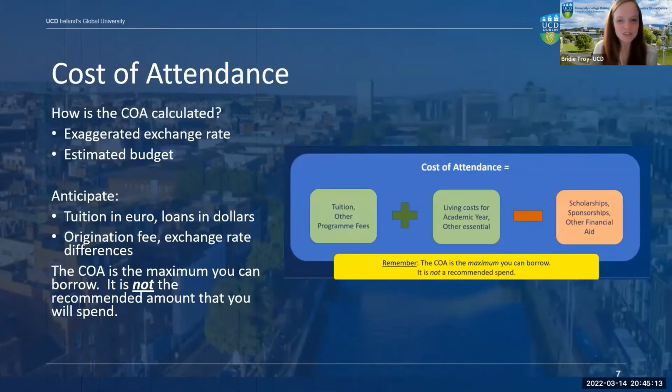So we calculate your COA by taking your tuition and program fees as listed on your offer letter, adding in the estimated living expenses and essential costs as shown in the last slide, and then subtracting any scholarships or outside financial aid. If you are receiving a scholarship from UCD, then we will automatically include this in your COA because we see it on your offer letter. We understand that you have won 4,000 euro. It's very exciting.